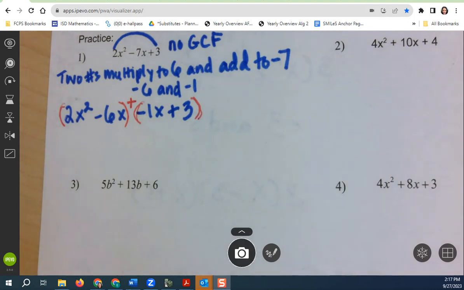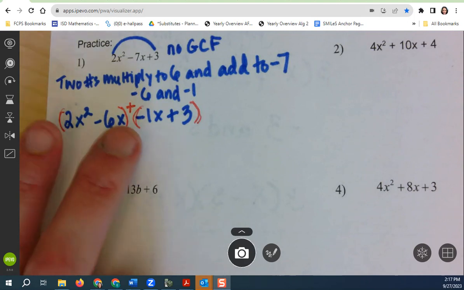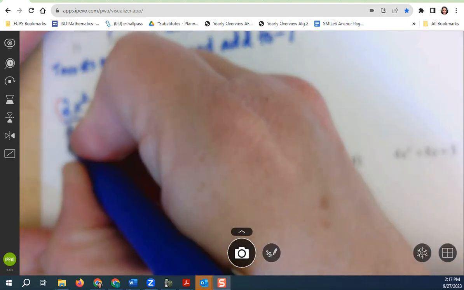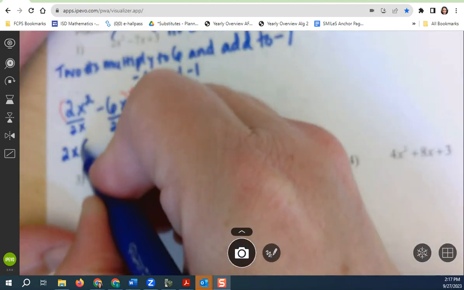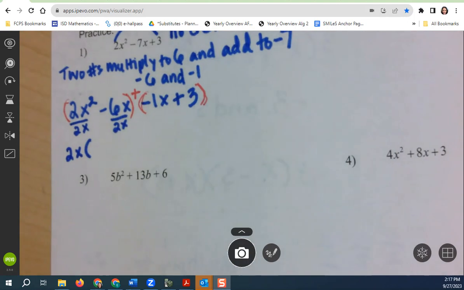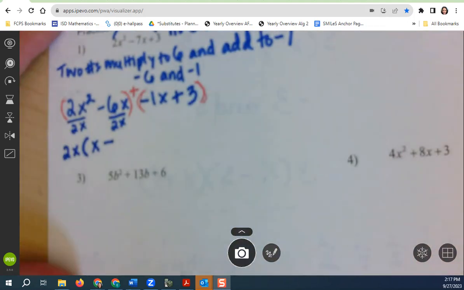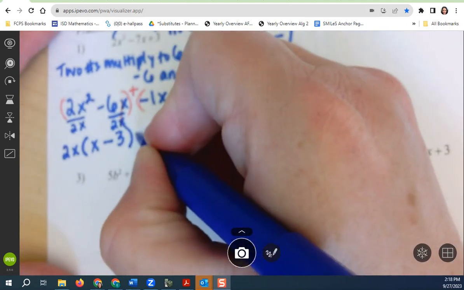All right, GCF. The first two terms, what number can I divide 2 and 6 by? 3. What number can I divide them by? It's okay. What's that? 2. Yes, I can divide them both by 2, and they both have x. So I am going to factor a 2x out of the first two. So 2x is on the outside. X minus, and those two cancel. So I just get 3 on the inside. Plus.